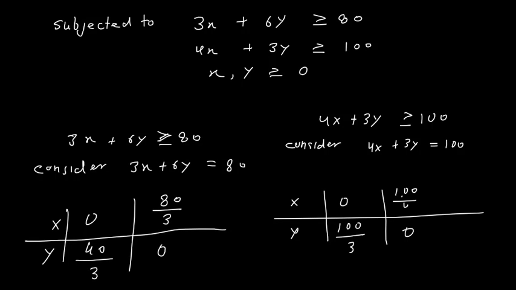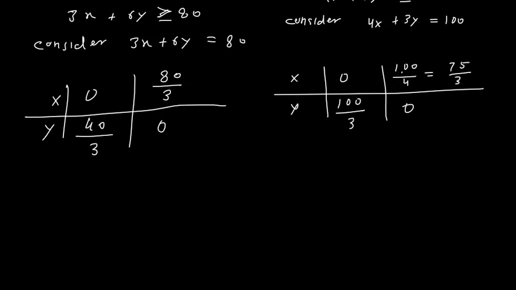Now this 100 upon 4 is 25, and this 25 I can write as 75 upon 3. Now why I am writing in this form? Because every values are in the form of divide by 3 format. Okay, so it will be easy for me to plot. Now I will draw a graph.